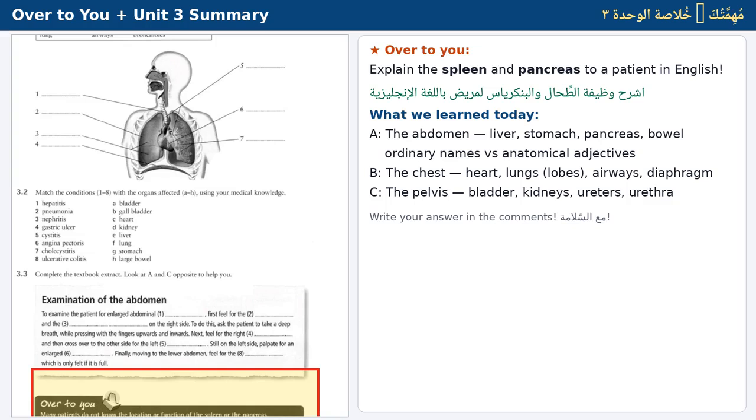Remember the key rule. Ordinary English name for patients, anatomical adjective for medical notes.